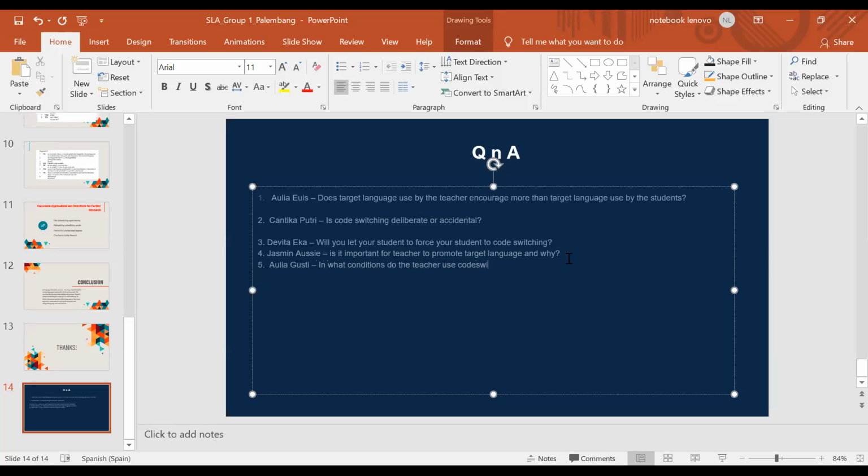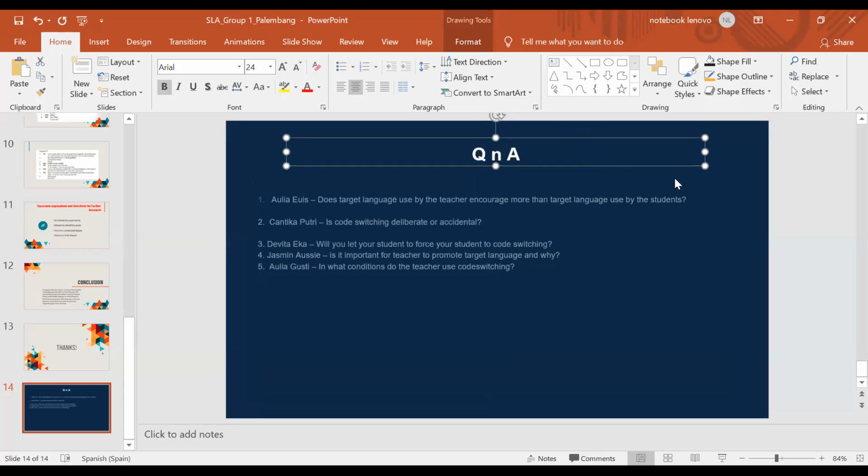The teacher will use code switching when they want to make questions, when they want to show their unpleasant feeling, or when they want to strengthen a request or comment to the students. Also when they want to do repetition for clarification of a message, when they want to give advice to the students, and when they want to create humor. So when they want to make the class interesting, they can do code switching. I think those are the conditions in which teachers use code switching.